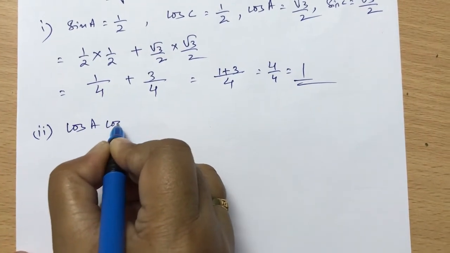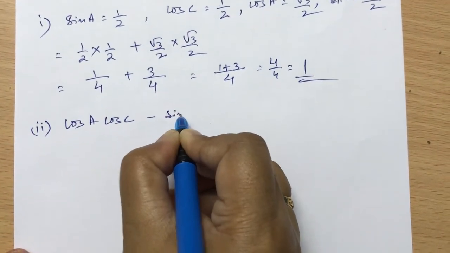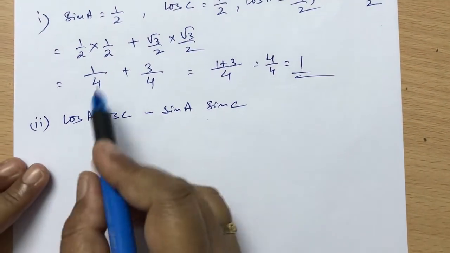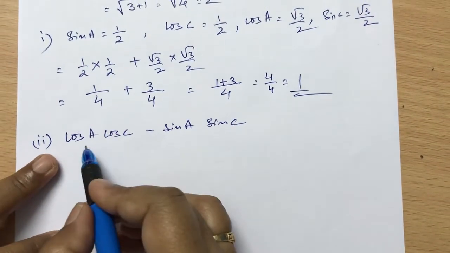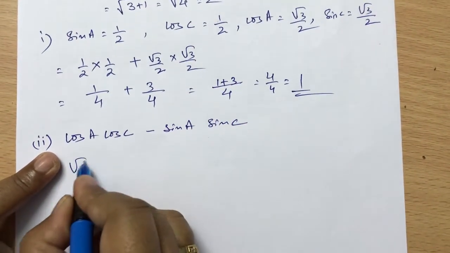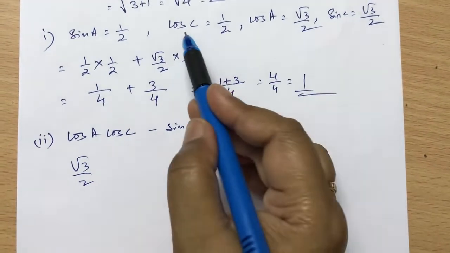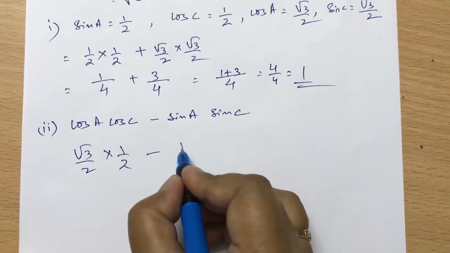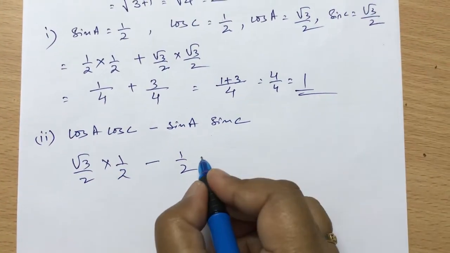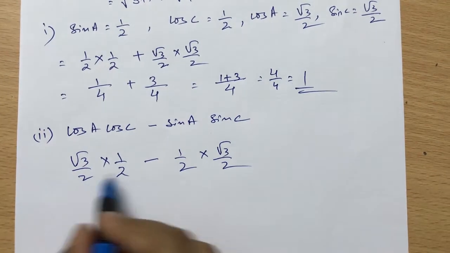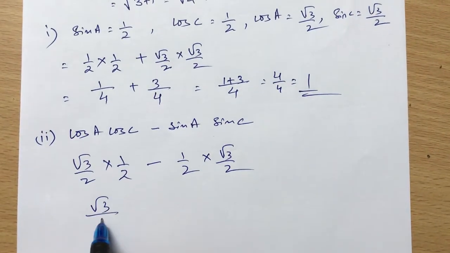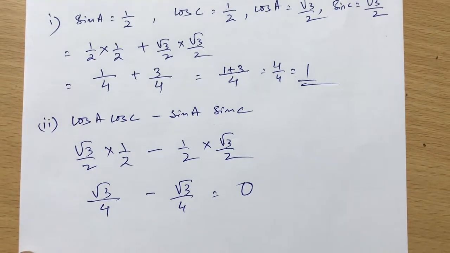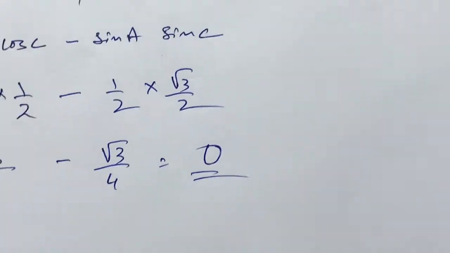Cos A cos C minus sin A sin C. Okay, I think I have found out the values here. I am just putting it here. Cos A is root 3 by 2. Cos C is 1 by 2. What is sin A? 1 by 2. What is sin C? Root 3 by 2. So root 3 into 1, so root 3 by 4 minus root 3 by 4. How much? 0. Got? Okay.